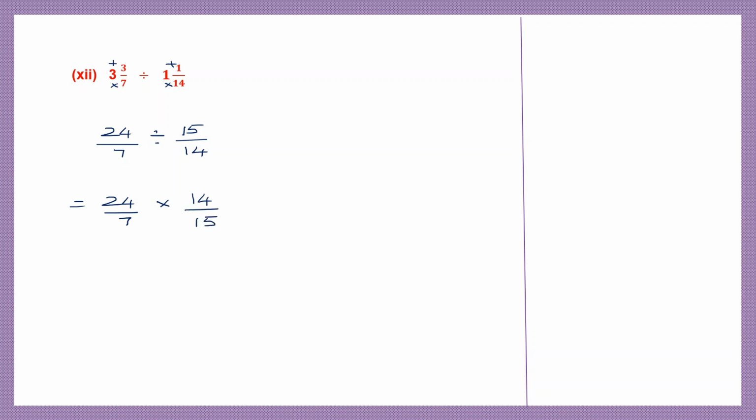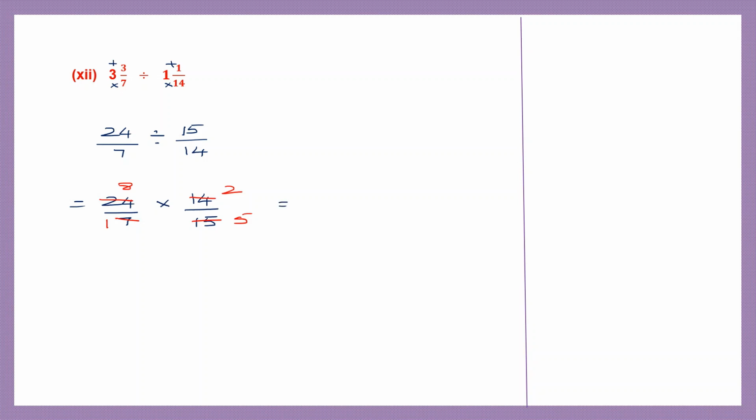Now here what can we cancel? We can cancel 7 and 14. 7 1s are 7, 7 2s are 14. We can also cancel 24 and 15. Both are divisible by 3. 3 5s are 15 and 3 8s are 24. Now there's nothing else that we can cancel.